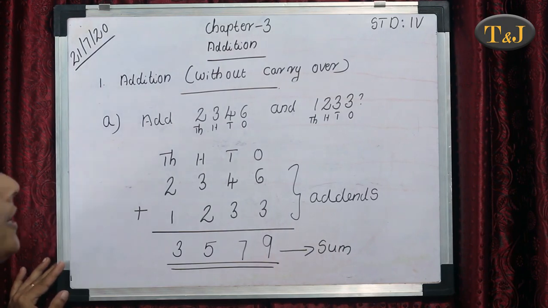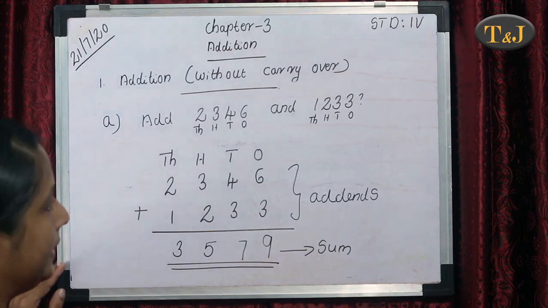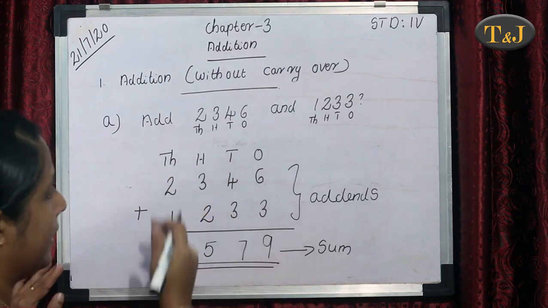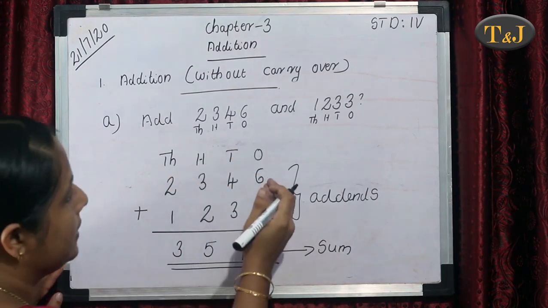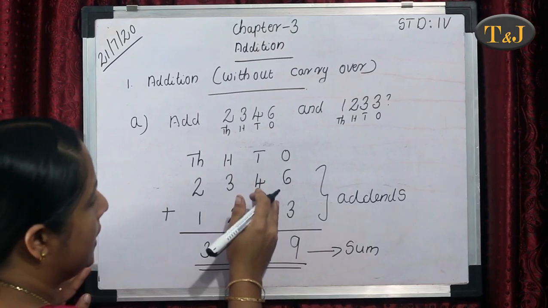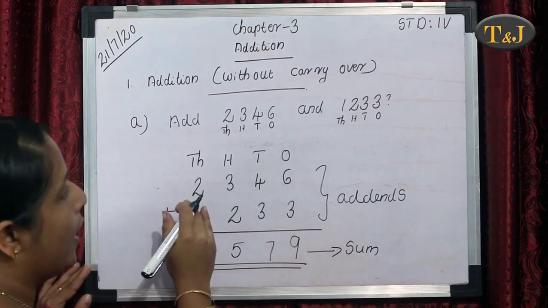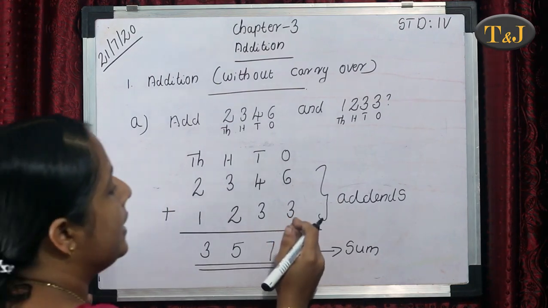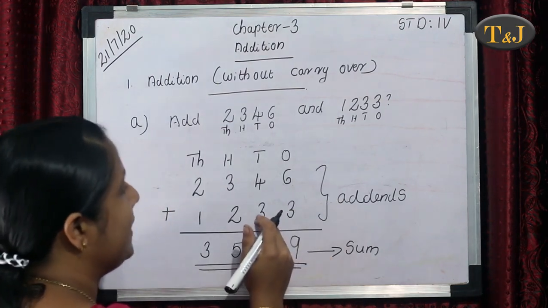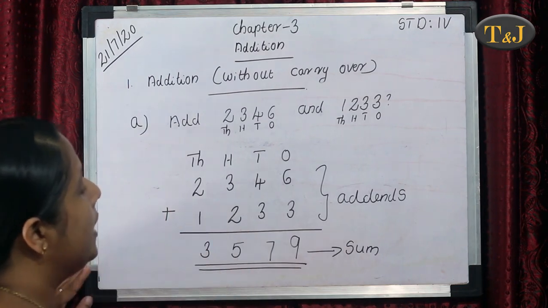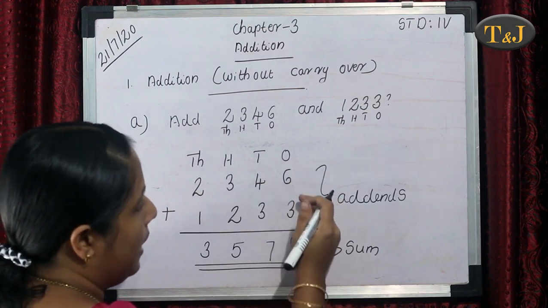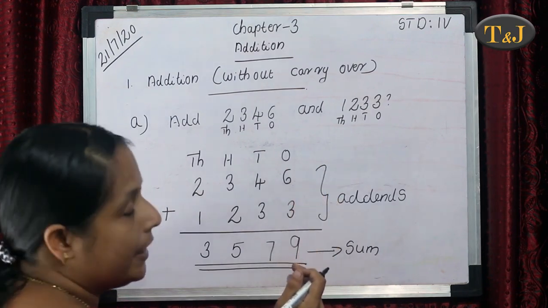Once again I explain. Consider the numbers 2346 and 1233. First we write the places of the digits: ones, tens, hundreds and thousands. Then the first number: 6 in ones place, 4 in tens place, 3 in hundreds place and 2 in thousands place. Next we take 1233: 3 in ones place, 3 in tens place, 2 in hundreds place and 1 in thousands place. Then we add. First the ones place value, 6 plus 3 equals 9.